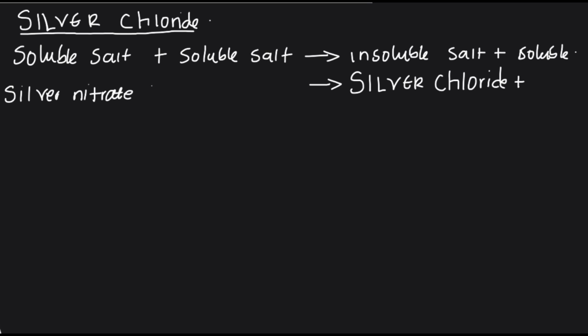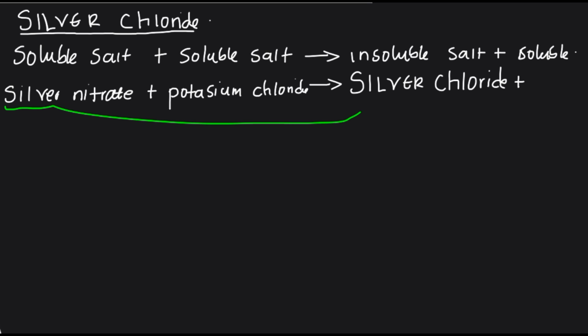If the question has not given you the key on which to choose, you can just choose any, as long as they are soluble. Silver nitrate. How do we know that silver nitrate is soluble? We said all nitrates are soluble. So silver nitrate plus, here, let's use potassium chloride. I'm sure you can see what will happen here. From the silver nitrate, we'll get this silver. Then from the potassium chloride, we'll get this.